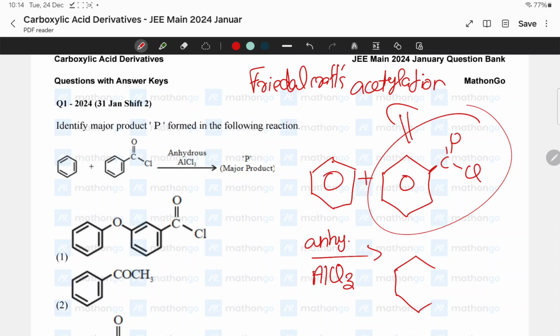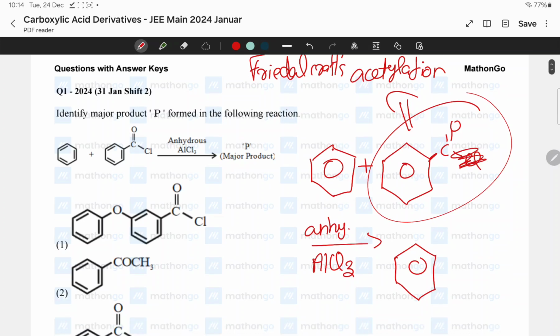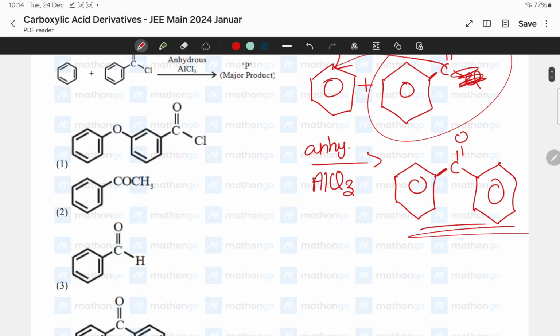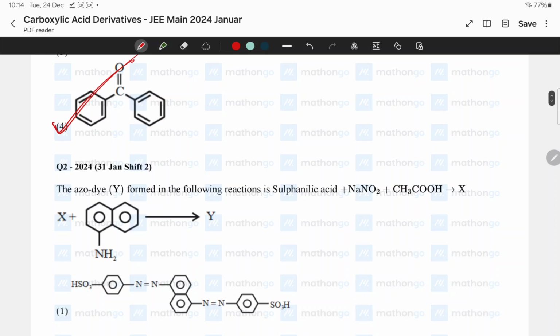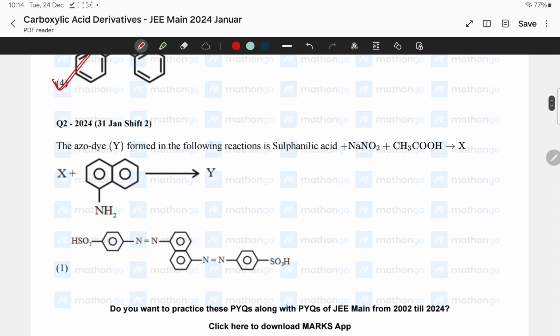What happens here? Acetylation means the Cl will go and the C will attach to this carbon, right? So we get C double bond O. Yes, this is our answer. So option D is the correct answer. Now we have question number 2.